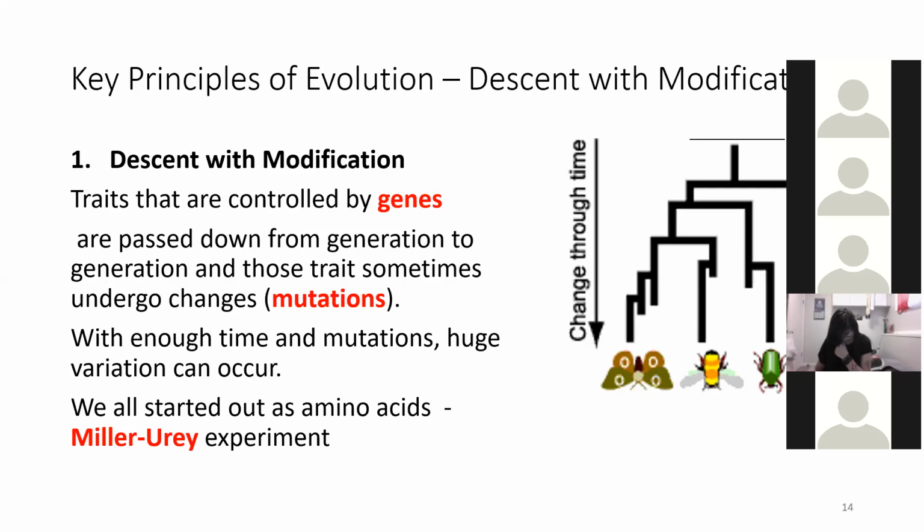But with a long enough time, mutations can cause huge variations. The furless bunny lab, what we were talking about, would just be microevolution. But if you leave it long enough, over millions of years, you can get macroevolution. And scientists believe that all of us really started out as amino acids. And amino acids are the building blocks of proteins.